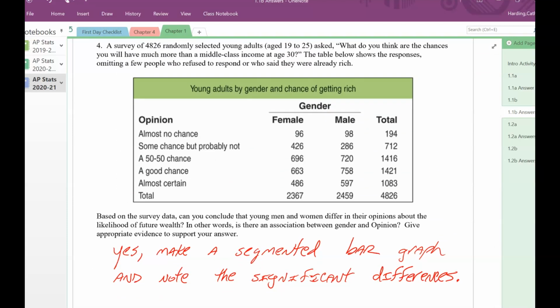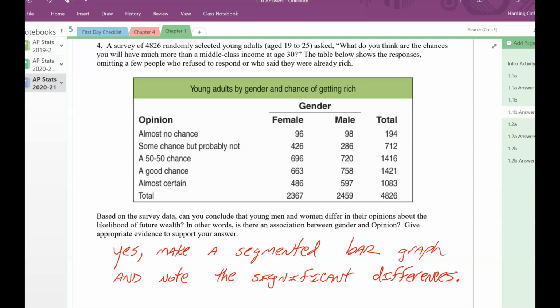Here towards the end, it says a survey of 4,826 randomly selected young adults were asked, what do you think are the chances you will have much more than a middle class income at age 30? And if you look at the table, it's broken down into responses by male and female. Based on the survey data, can you conclude that young men and women differ in their opinions about the likelihood of future wealth? Another way to ask that question, is there an association between gender and their opinion on future wealth?